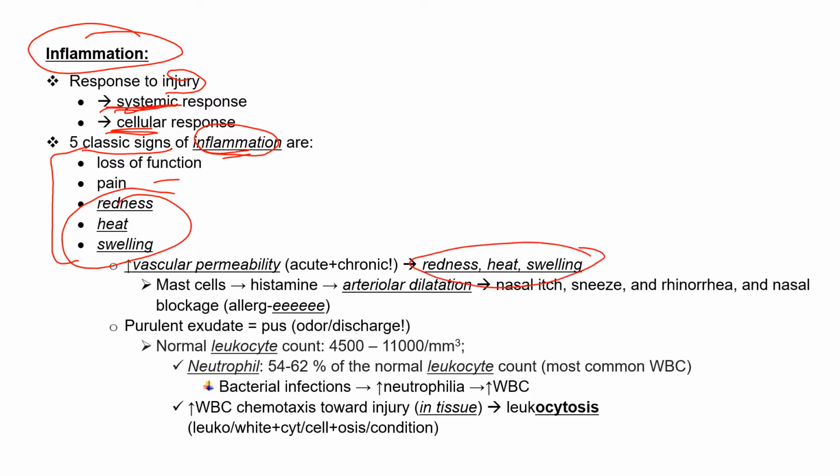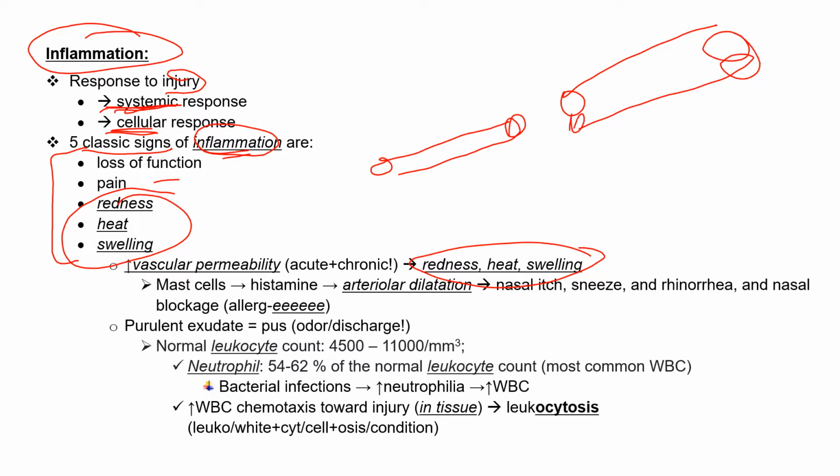Redness, heat, and swelling are very easy to remember because they are all due to the fact that the blood vessels are increased in size and become more leaky due to a chemical called histamine. Histamine is produced by the mast cells, especially in acute inflammation, and what happens is that arteriolar dilatation results in all of that liquid coming out of the blood vessels.